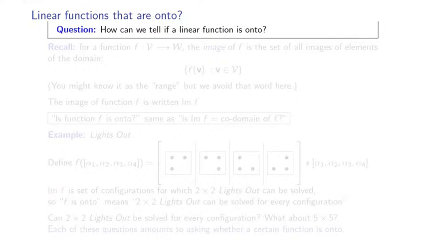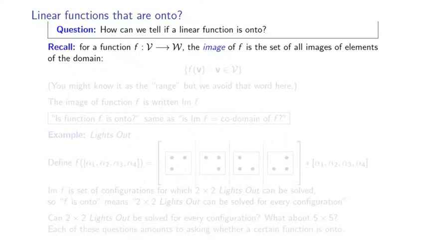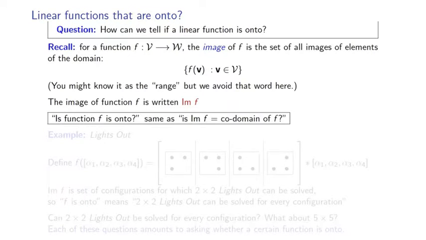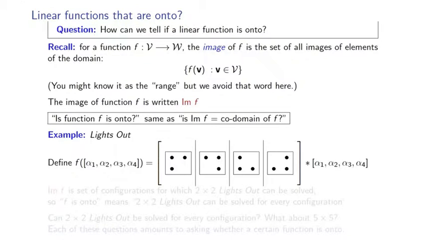How can we tell if a linear function is onto? Recall that the image of a function f is the set of all images of elements of the domain. That is, it's the set of all f(v) where v belongs to the domain. You might know this as the range, but that's an ambiguous term, so we avoid it. The image of a function f is written im f. Now, the image of a function is a subset of the codomain of that function. And asking whether a function is onto is the same as asking whether its image is in fact the entire codomain. Here's an example from Lights Out.